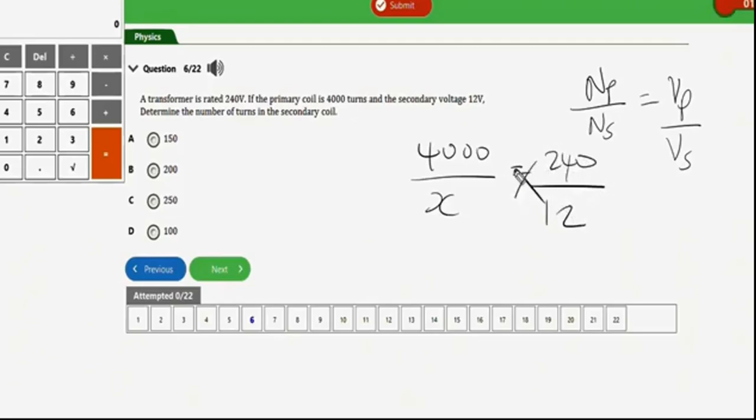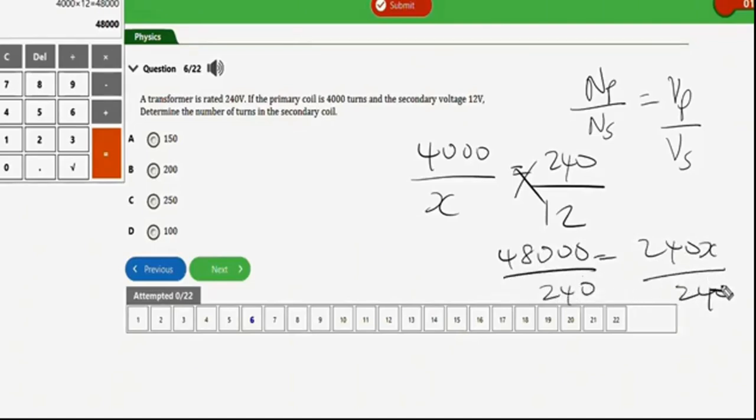When we cross multiply, so basically we are going to have 4000 times 12. That will give you 48,000. So you're going to have 48,000 equals 240x. Divide both sides by 240. So our x will now be 48,000 divided by 240.